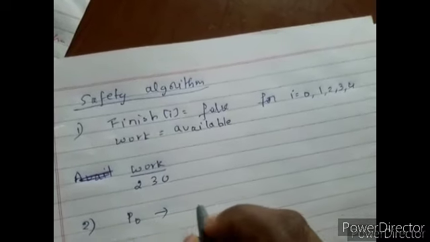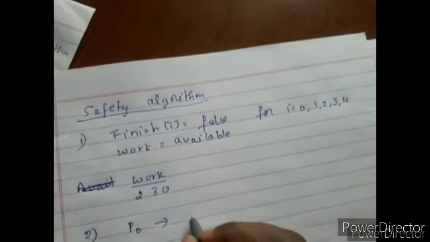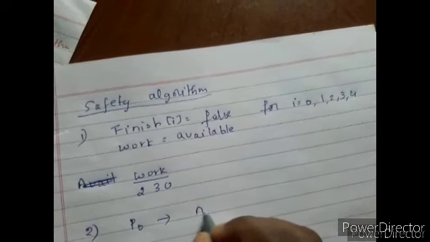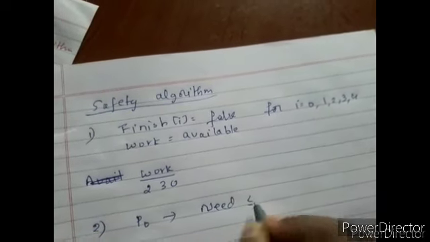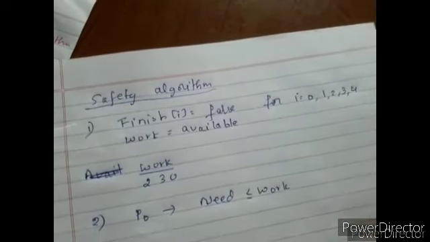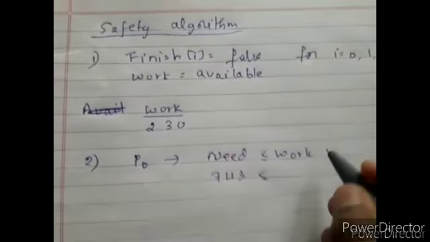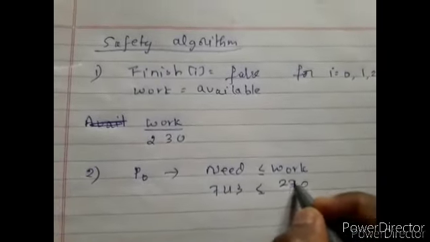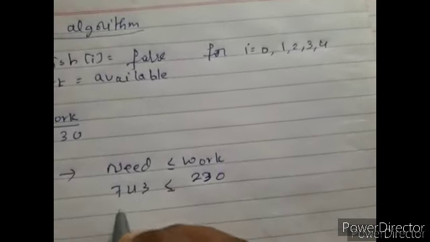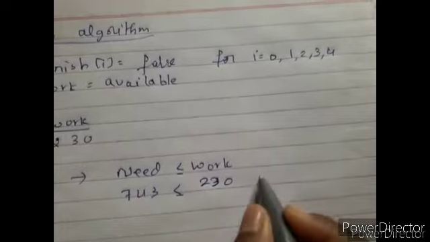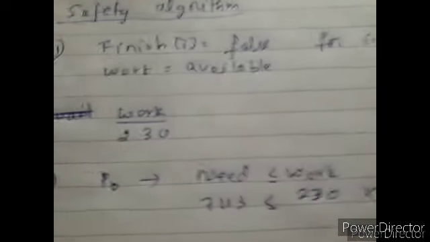So for process P0, first we need to check whether need is less than or equal to work. What is the need value for this process P0? It is 743. 743, whether it is less than or equal to work, that is 2, 3, 0. Whether 7 is less than or equal to 2? No. The condition is false. For P0 resource is not allocated.